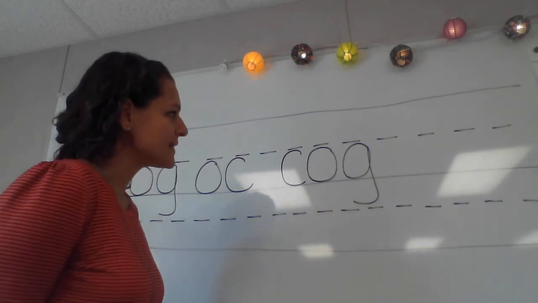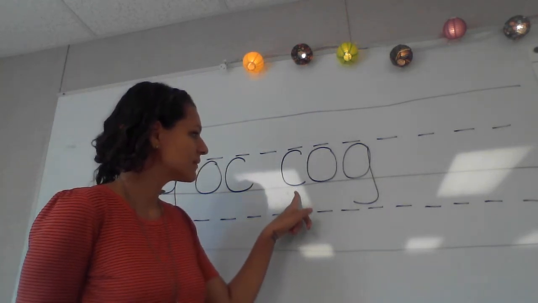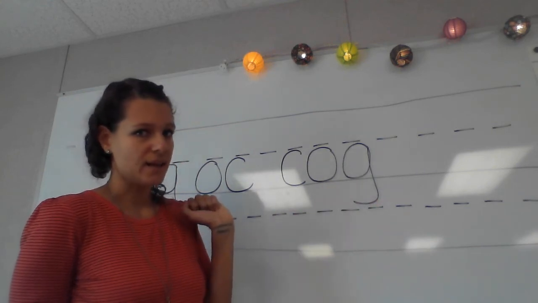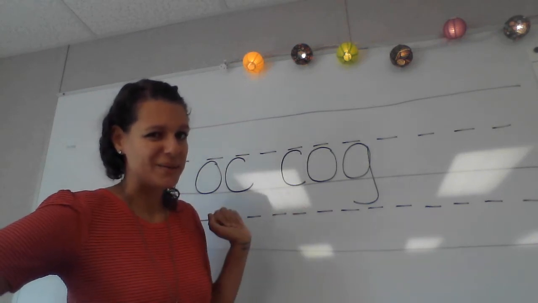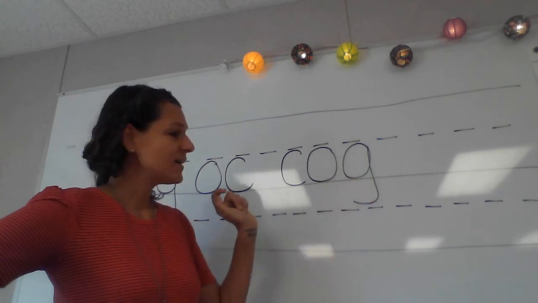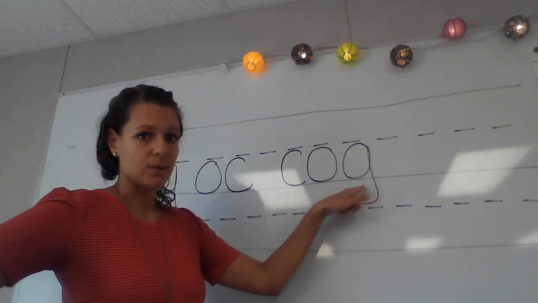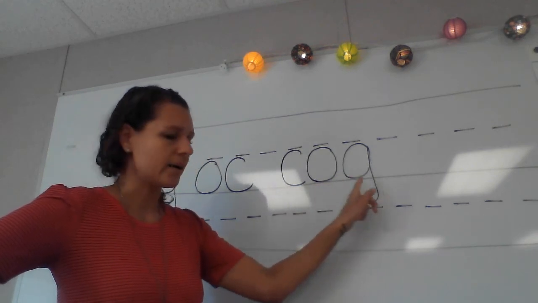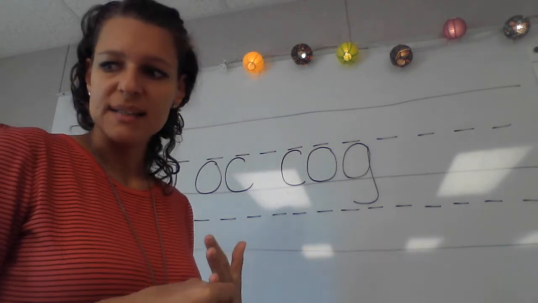Now let's say the sounds that we wrote and then put them together to make a word. All right, I'll do it with you this time, but pretty soon all of you will be doing it on your own. Good, it's k, g, and then we put them together. K, cog. All right. Excellent job, boys and girls.